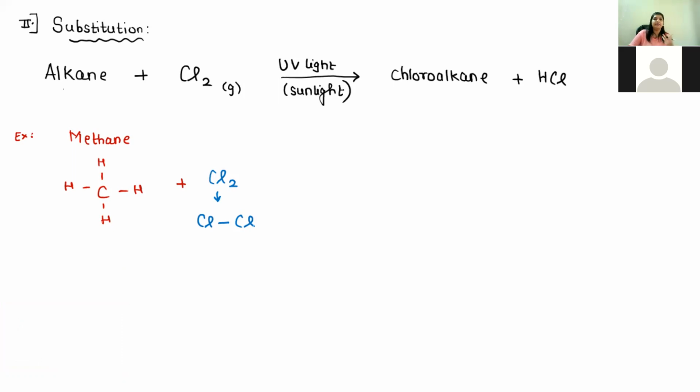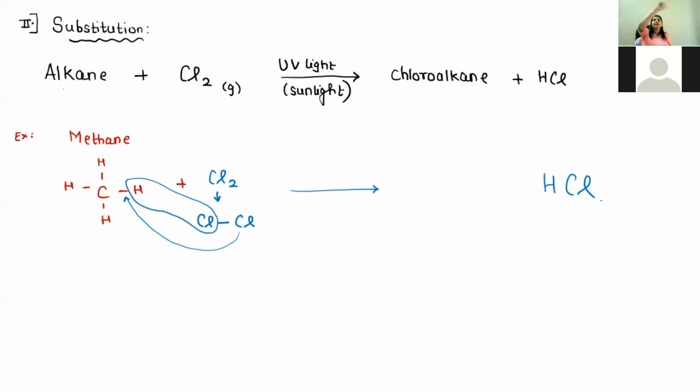The normal meaning of substitution is that one of the things from the alkane is going to be replaced. It's been substituted. So any one hydrogen out of these 4 can be replaced by chlorine. One hydrogen will be replaced by chlorine, and that hydrogen will go with another chlorine to form HCl. So the bond between Cl will break.